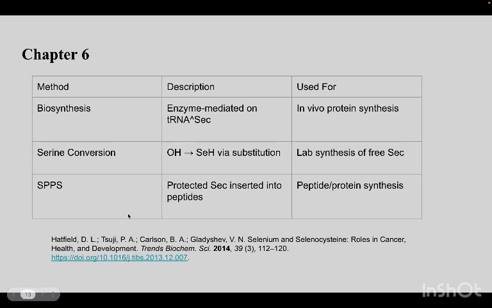So now we have the synthetic routes to the molecule. We start off with biosynthesis, which is enzyme mediated on the tRNA Sec, and is used for in vivo protein synthesis. We then have serine conversion, where the OH converts to SeH via substitution, and is used for lab synthesis of free Sec. Then we have SPPS, where the protected Sec is inserted into peptides, and is used for peptide and protein synthesis.